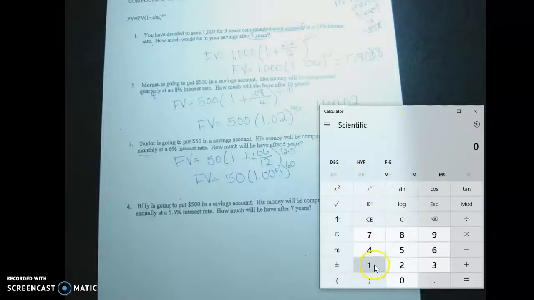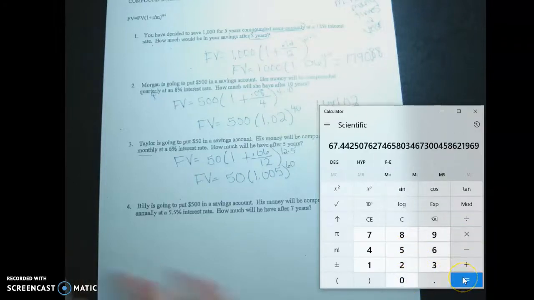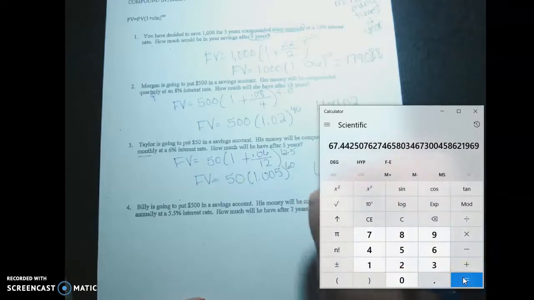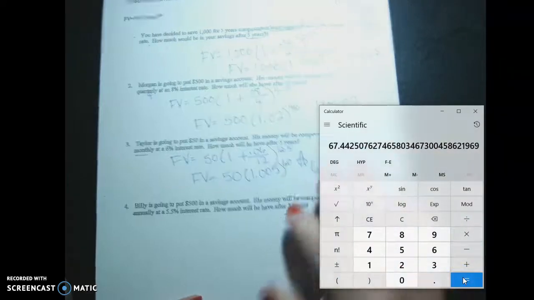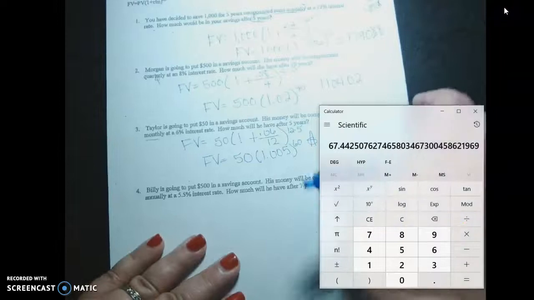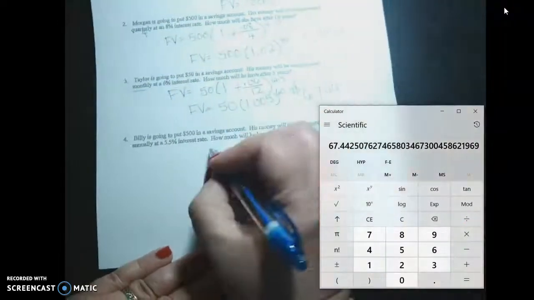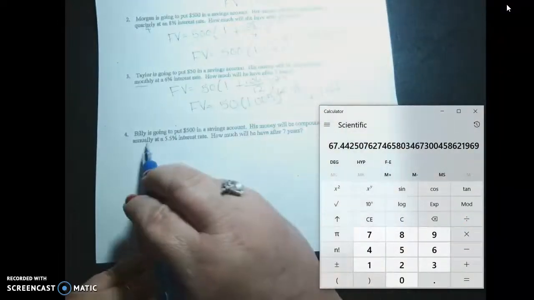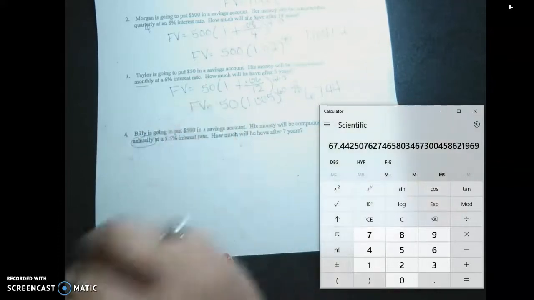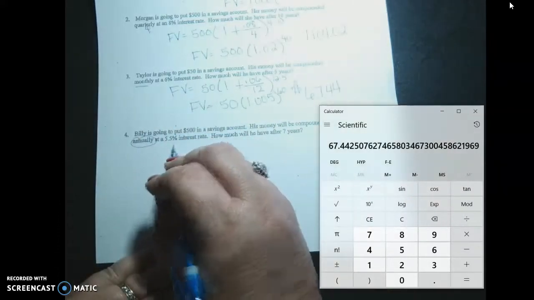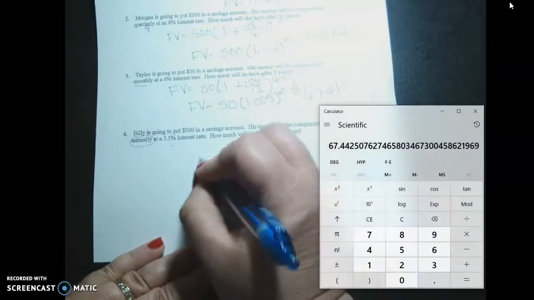Okay, I'm going to clear that off. So I'm going to take 1.005 to my exponent of 60. I'm going to put equals, and I'm going to take it times $50, and I'm going to get $67.44. And last but not least, Billy is going to put $500 in a savings. This money will be compounded, make sure you see that, semi-annually at 5.5% interest for 7 years.